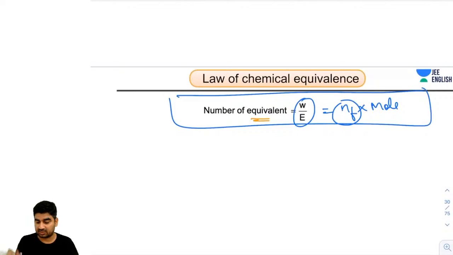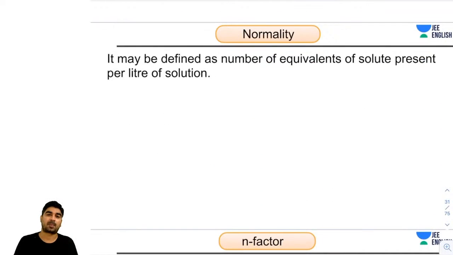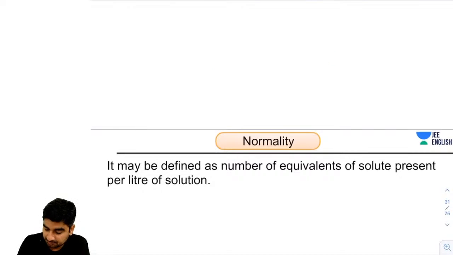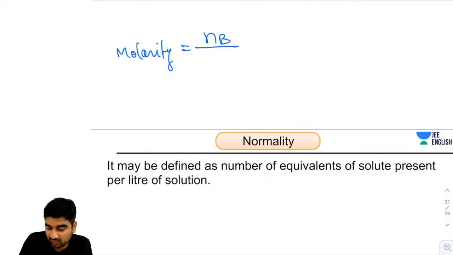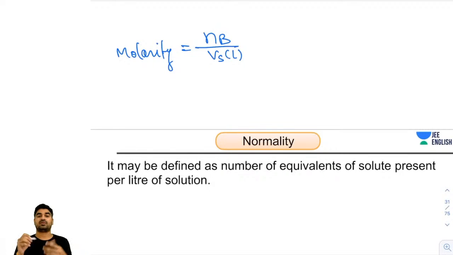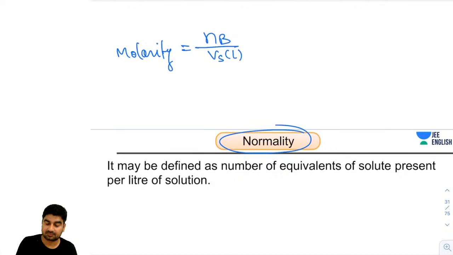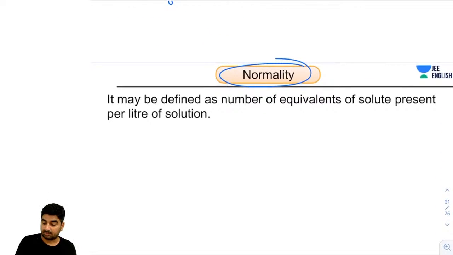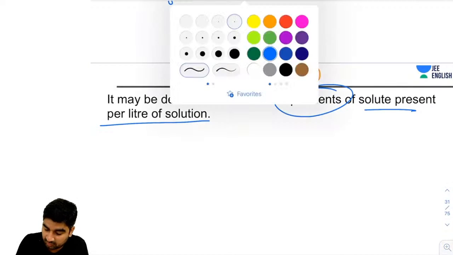So guys, now I'm moving to the next point. What is normality? So if you know the molarity, what is molarity? In molarity we write n_B over V_s in liters. So definition of molarity was number of moles per liter of solution. Number of moles per liter of solution is called molarity. So what is normality here? Number of equivalents of solute present per liter of solution.